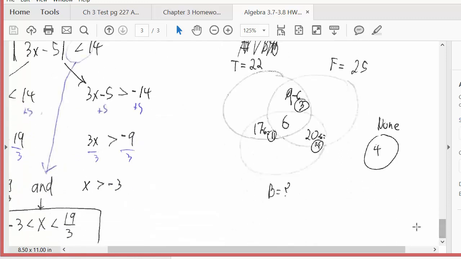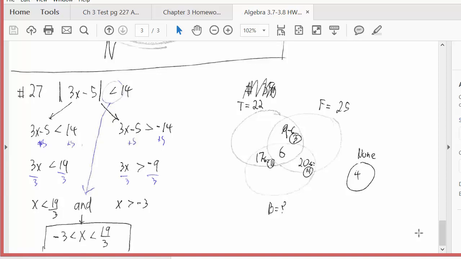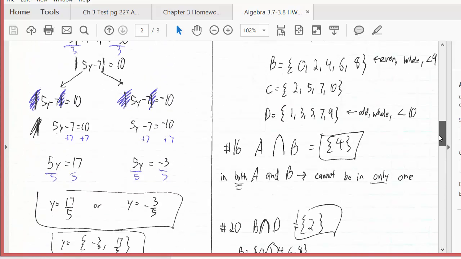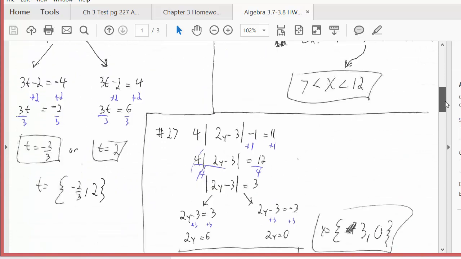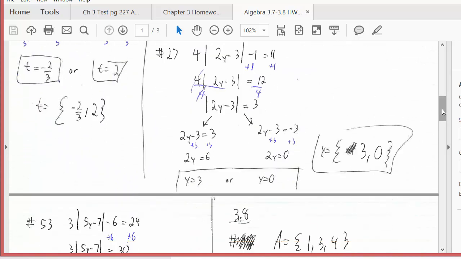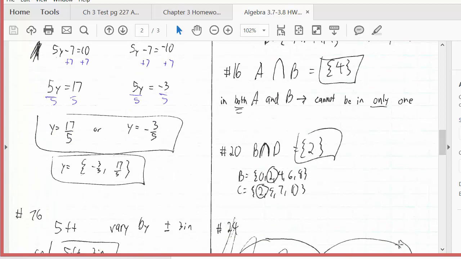All right, I hope that helps, and I'll update. I'll change those answers for number 20, which should be null set. And these two are kind of out of order. It's not a big deal, but yeah, I'll fix it.